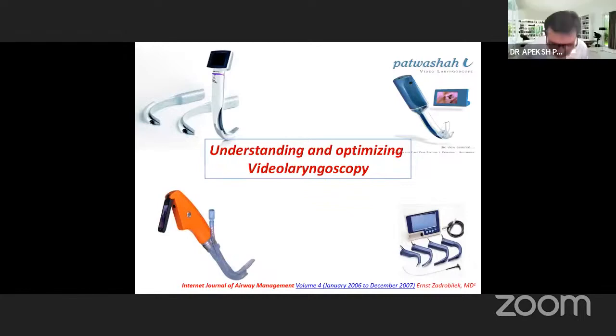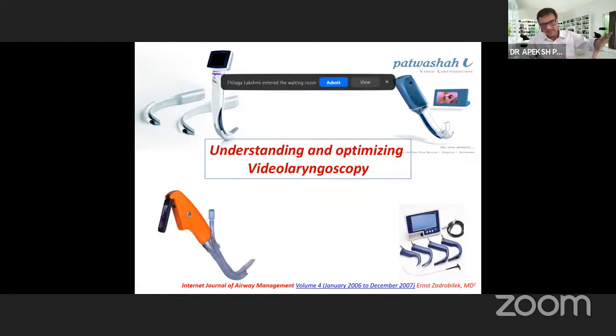Okay. So these are the problems with direct laryngoscopy. We need to create a direct line of sight. We need to apply force. We need to give an external laryngeal manipulation. We need to have a favorable anterior complex anatomy. And we need to have proper flexibility of the C-spine and atlanto-occipital joint. So these are the problems with direct laryngoscopy. So to understand video laryngoscopy, we need to discuss the problems of direct laryngoscopy and how to overcome these problems.